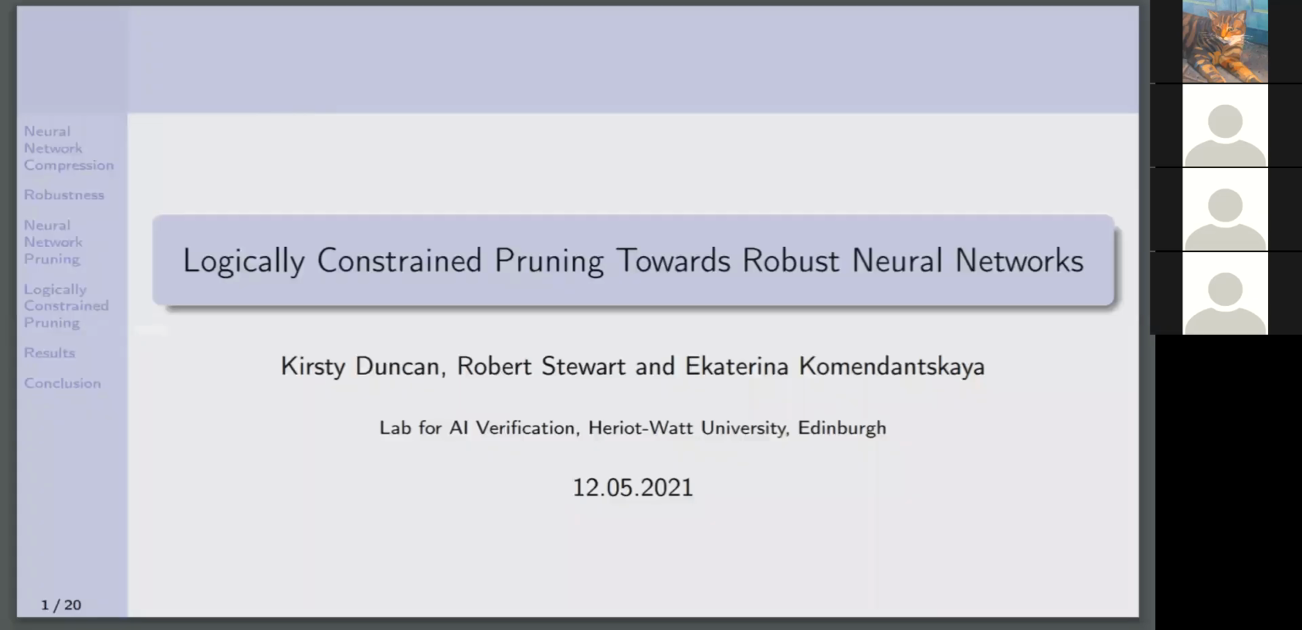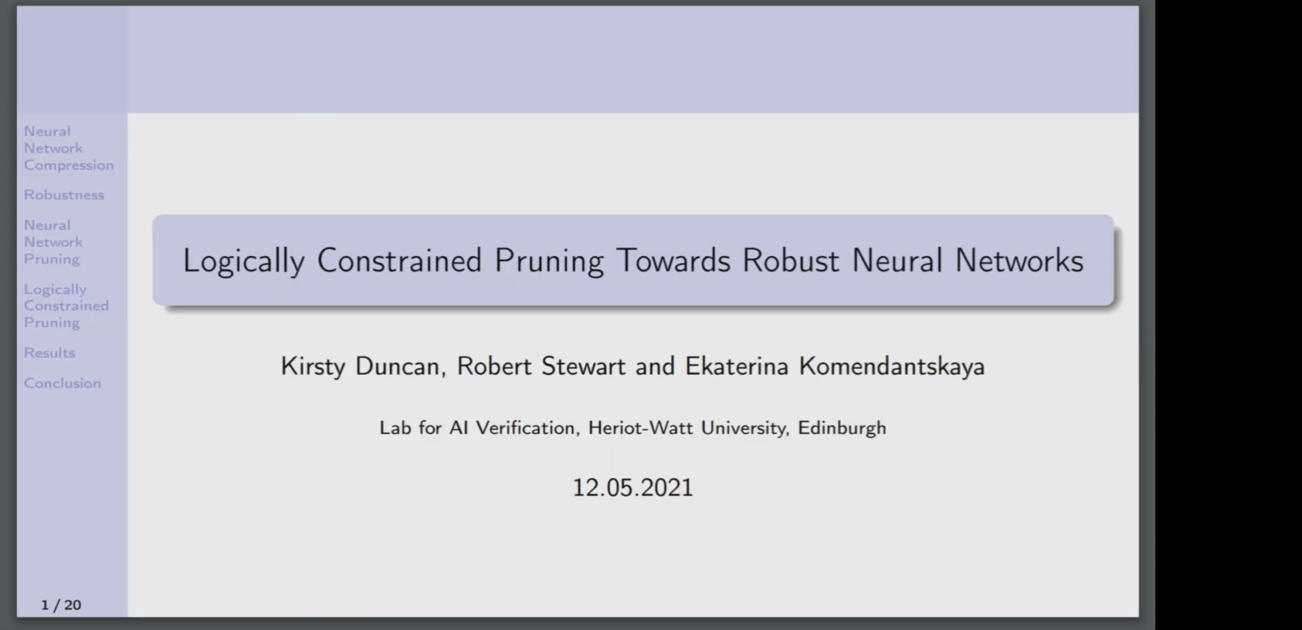Doing some work on a pruning algorithm which uses logical constraints to generate pruned models which are more robust to adversarial attack. So this is joint work with Rob and Katja, who just introduced themselves, at Heriot-Watt, my two supervisors, and then I'm a PhD student at Heriot-Watt, also in the LAIV group.